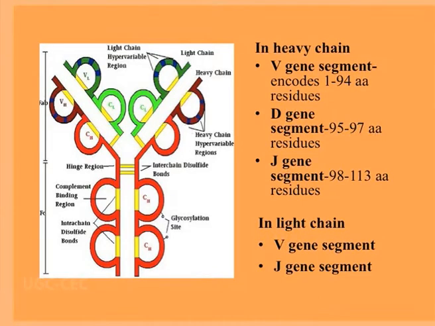Now we know that if we look into the heavy chain, amino acid residues 1 to 94 are encoded in a gene segment called V. From 95 to 97 amino acid residues are encoded in a gene segment called D, whereas 98 to 113 amino acid residues are encoded by gene segment J. So, the variable region of each heavy chain is encoded by 3 gene segments V, D and J, and these 3 gene segments join together to form the variable region of an immunoglobulin molecule. This is called VDJ recombination.